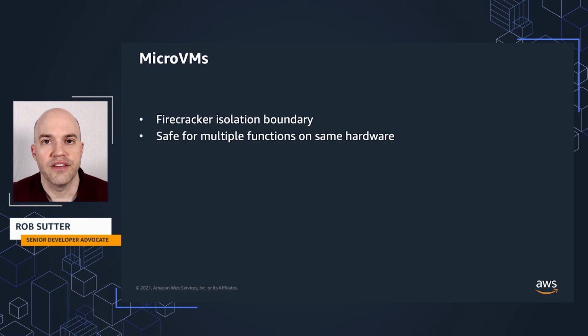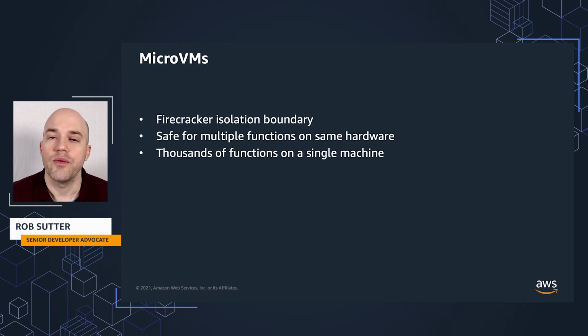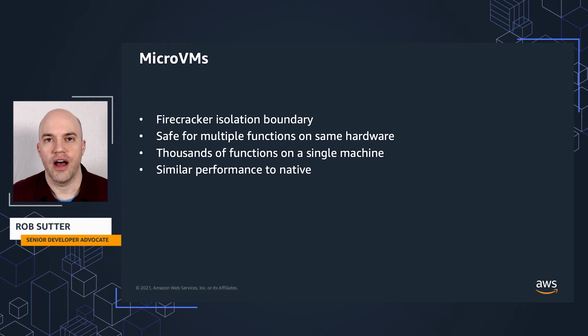With the combination of Nitro instances, Firecracker, and micro VMs, it's safe to run multiple functions from multiple tenants on the same hardware. And the lightweight nature of the micro VMs means that you can run thousands of functions on a single instance. The performance of micro VMs is similar to native operation, and that's because of that lightweight overhead that was a design goal when Firecracker was created.